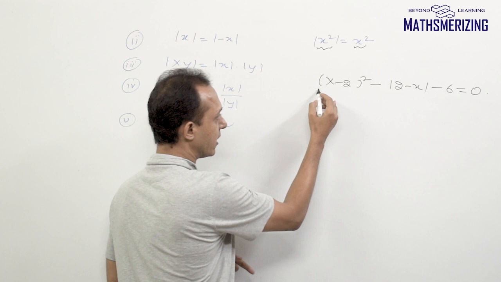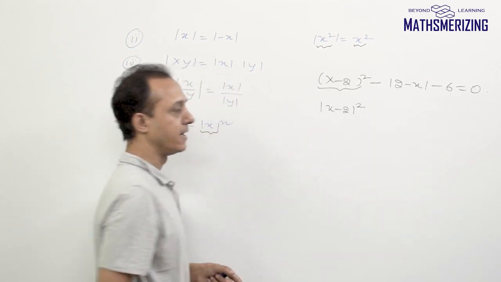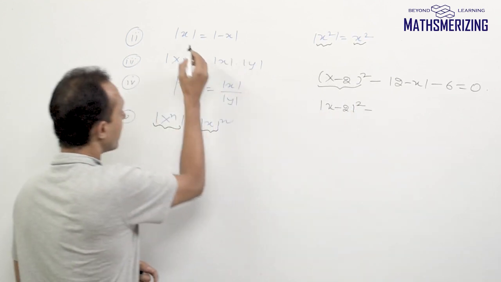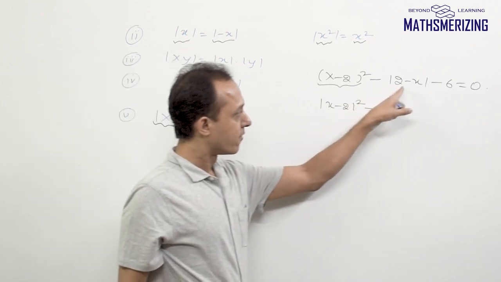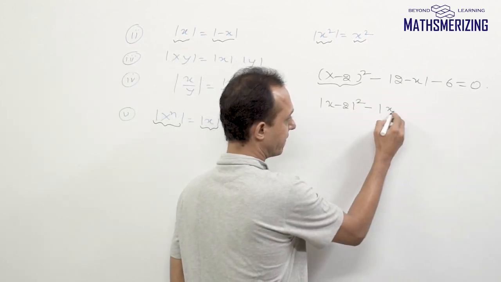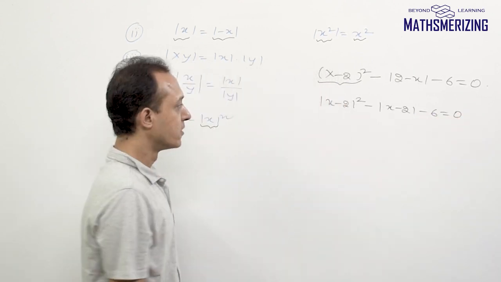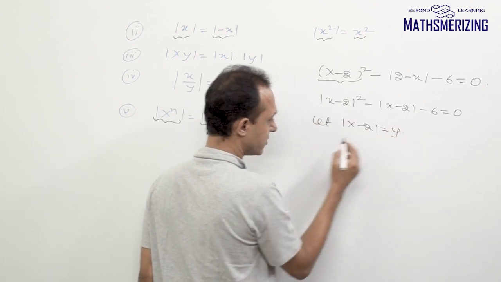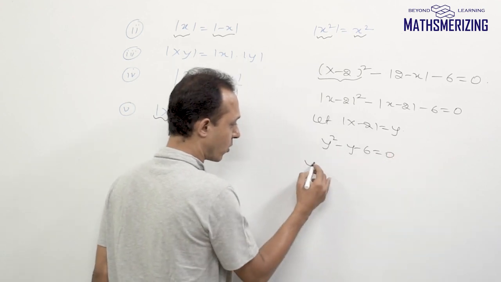So basically I'll write x minus 2 whole square as mod of x minus 2 whole square. Now minus mod of minus x is the same as mod of plus x, so I'll write mod of 2 minus x as mod of x minus 2, and then minus 6 equals 0. Now I'll let mod of x minus 2 be y, so I'll write it as y square minus y minus 6 equals 0, which is a quadratic equation.